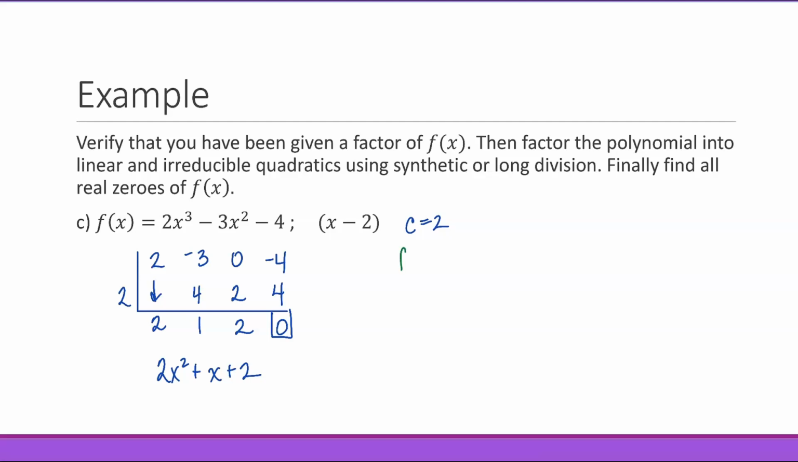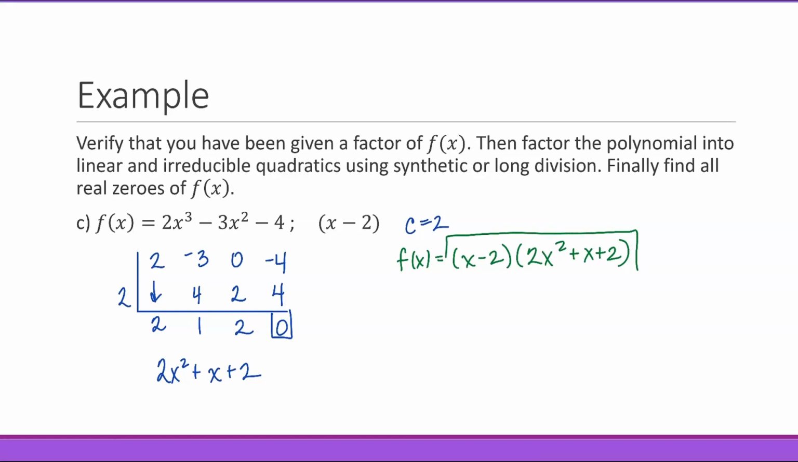So my function factors to x minus 2, the linear factor, times the quadratic 2x squared plus x plus 2. Now the question is, does this factor further? So 2x squared plus x plus 2. Well, it turns out it doesn't. So here, there's not two numbers that multiply to give us 4 and add together to give us that middle term of 1. So this is what we call an irreducible quadratic. It cannot be factored. So this is how we're going to leave our factorization.